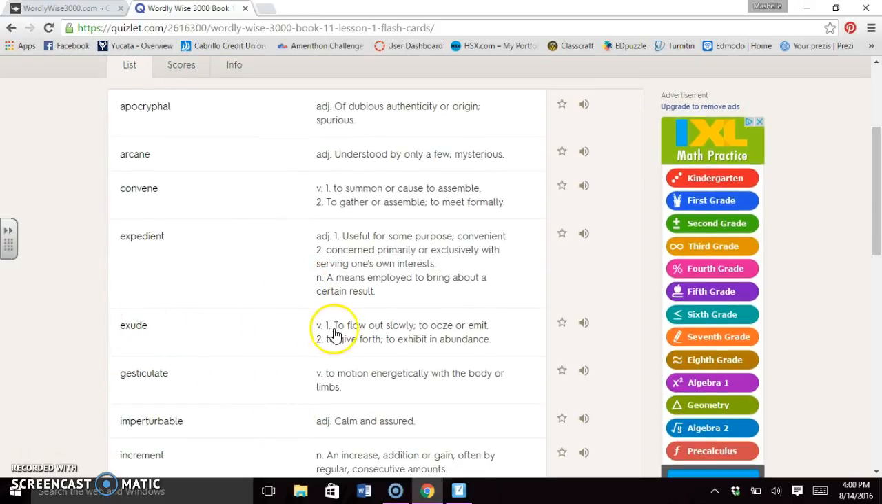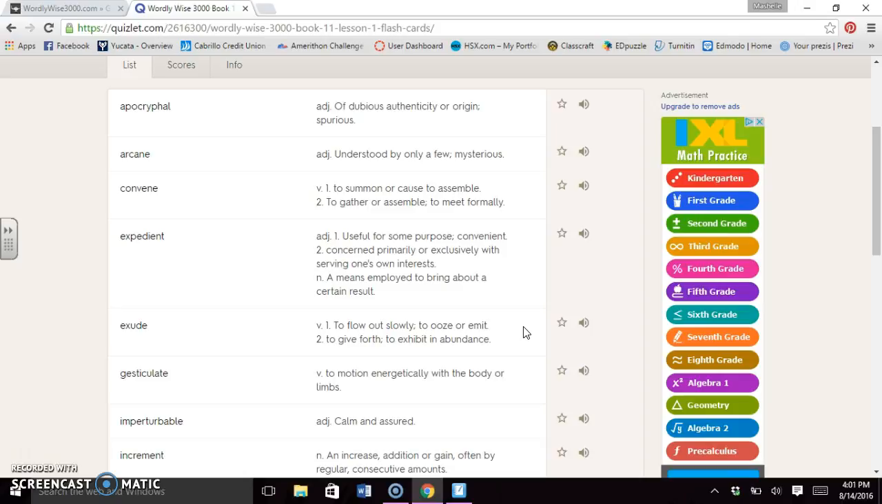Exude is a verb with two definitions: to flow out slowly or to ooze or emit. And the second one, to give forth, to exhibit in abundance. So oozing or emitting is this idea that something just flows out, like there's too much of it. And I think of this as like Ghostbusters, and you have Slimer in there, and he's just sliming, and his slime is oozing out, and it's hitting things and people, and there's just a lot of it. So it's just like pouring out of the pores.